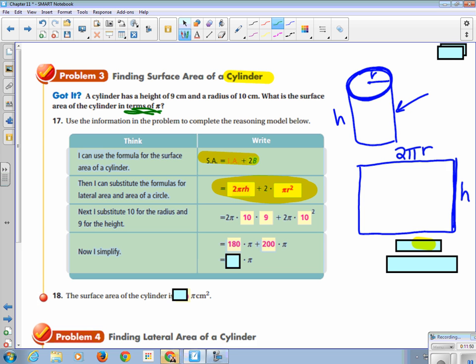We're going to have our answer in terms of pi. So when you're asked, and you will be asked, to leave your answer in terms of pi, the pi hangs on and you just use it like an x, like a variable. So 180 plus 200 is 380 pi. So the surface area of the cylinder is 380 pi centimeters squared.